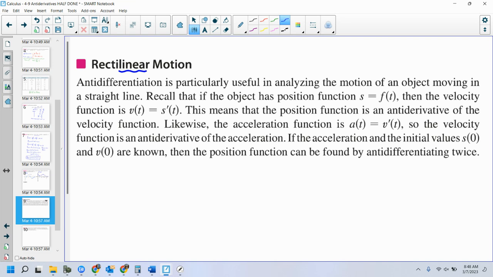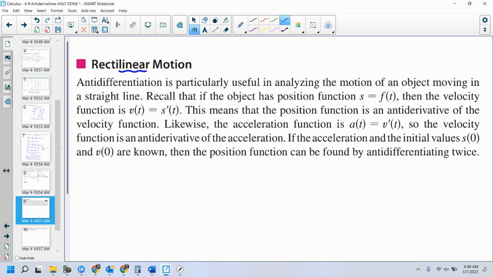Recall that if the object has position function s equals f of t, then the velocity function v of t is equal to s prime of t. Remember, the velocity is the derivative of position. If s of t is position, then the derivative of position is velocity. What is the derivative of velocity?